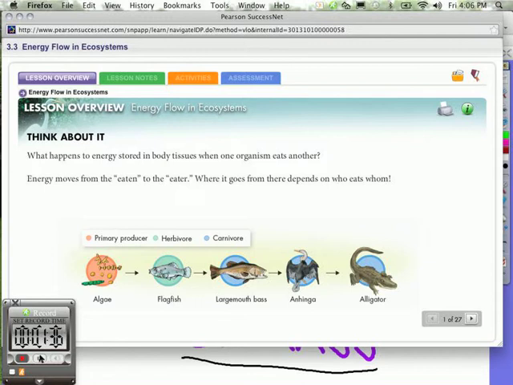So here we have classifications of consumers: two classifications of consumers, one primary producer. The algae in this case is the primary producer. The flagfish is an herbivore, and then we have carnivores like the largemouth bass, the aninga, and the alligator. Energy absorbed from the sun by algae gets transferred to the flagfish, then to the largemouth bass, the aninga, and then the alligator.